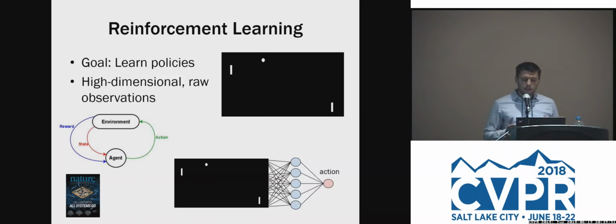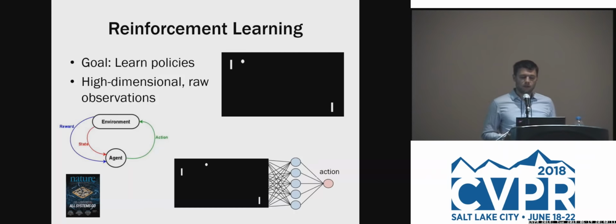And one of the key technical innovations that enabled a lot of these successes is the use of deep neural networks, these very flexible, complex function approximators that you can use to represent these fairly complicated mappings that you need from high-dimensional observation spaces like images to actions.